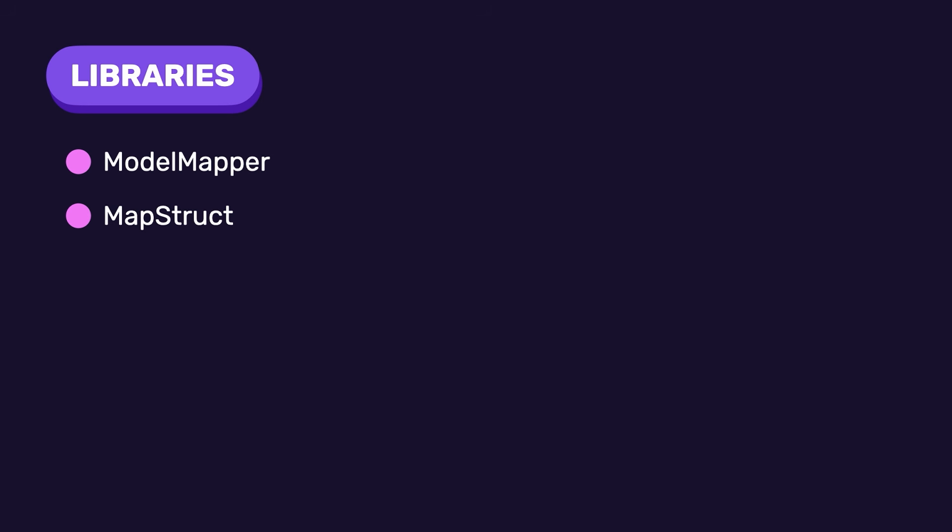Model Mapper uses reflection, that's why it's slower and harder to debug. On the other hand, MapStruct generates mapping code at compile time. That's why it's blazing fast, type safe, and free of runtime overhead. So in this course, we're going to use MapStruct for mapping objects.